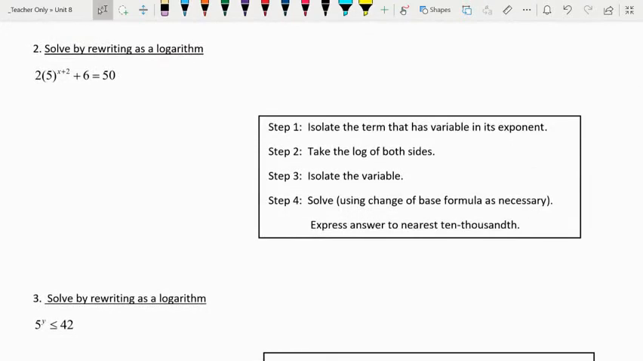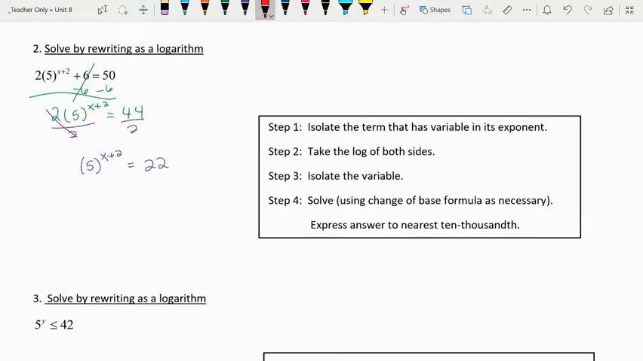But then you get into ones like this. Clearly it's a little bit more complicated, and maybe we would be able to get the same base, but we have to get the base 5 by itself first. So I would subtract 6, and we get 44. And then we need to get rid of the 2 by dividing by it. So we have 5 to the x plus 2 equals 22.